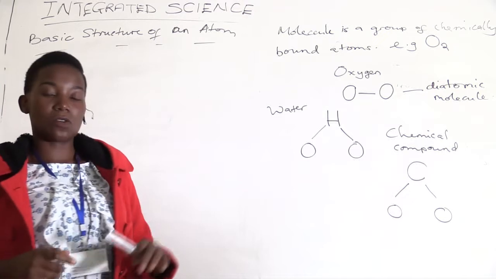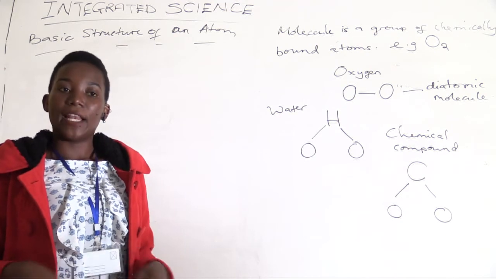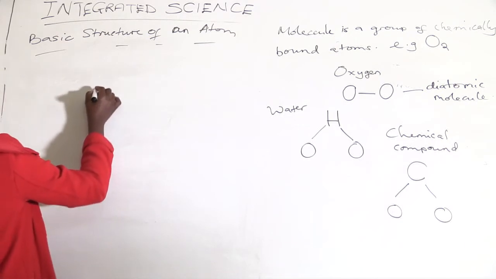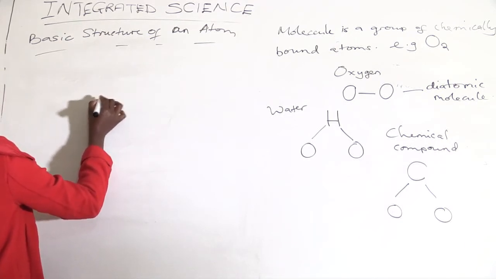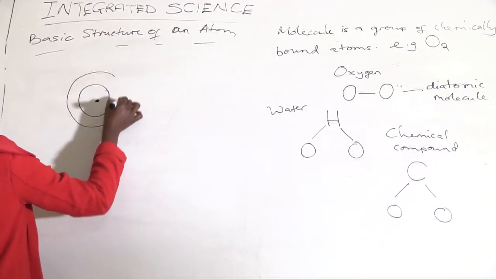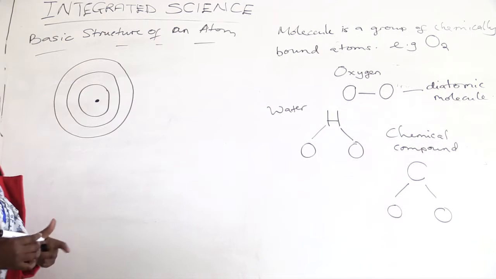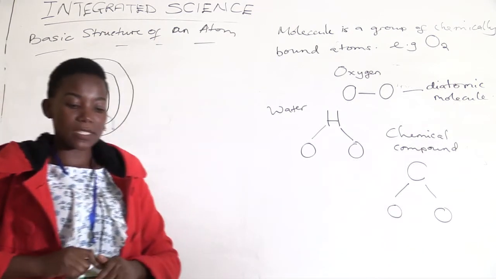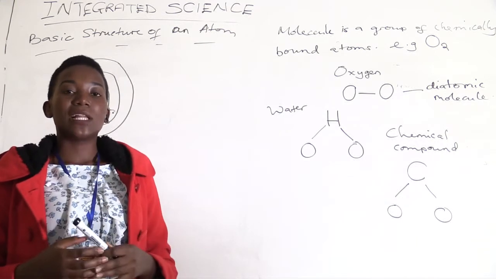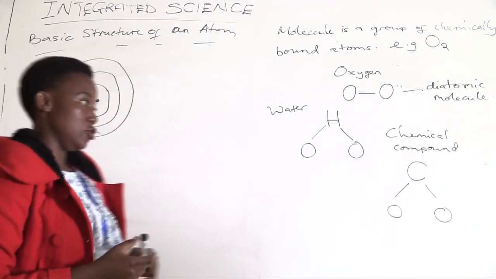An atom consists of a nucleus and what we call shells around it, or electronic levels around it. So if this is our nucleus, these are our electronic levels or our shells. Okay, so the nucleus of an atom consists of 2 subatomic particles. These are protons and neutrons.